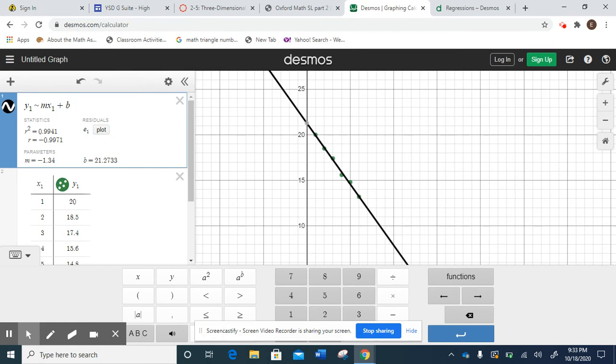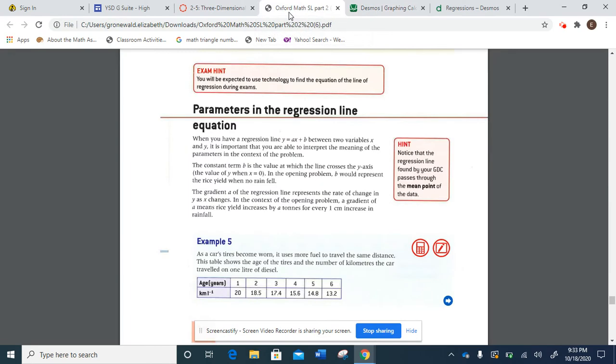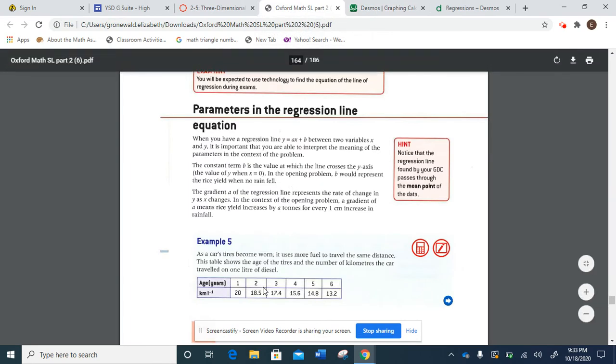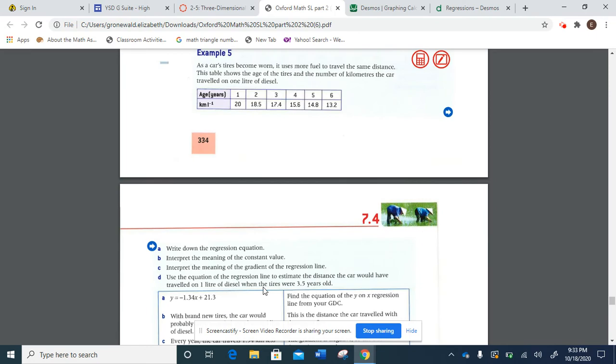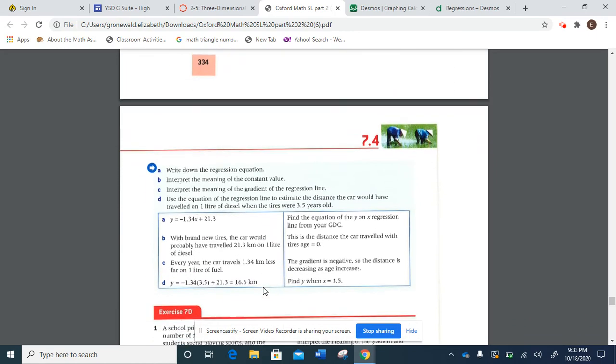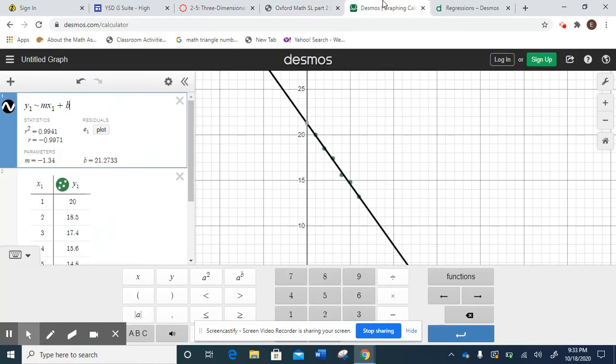Okay, so what we're going to do is jump back over to the question, and they actually have the answer down here below. So we wrote down the regression equation. Take your slope and y-intercept and put them into your equation. So y equals negative 1.34x plus 21.27. That'll be your line of regression. You just have to put them into the equation.